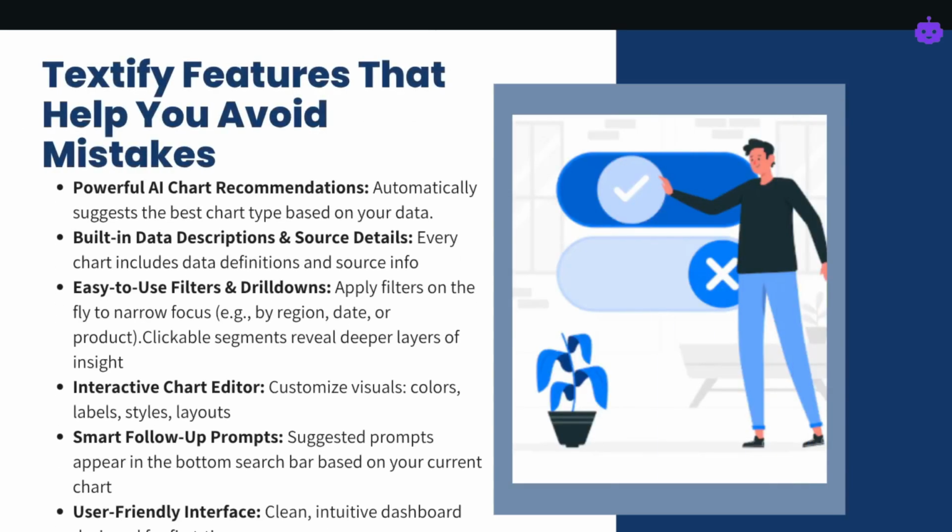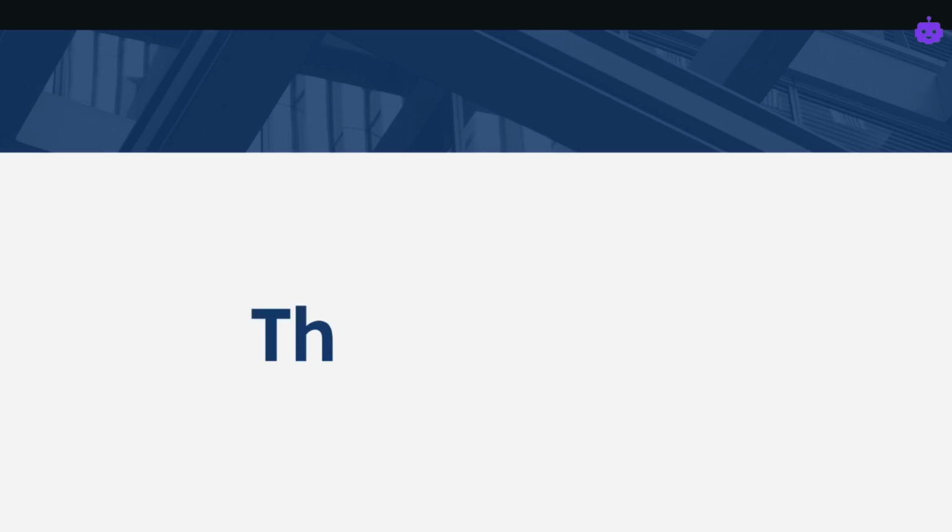Textify helps you avoid these common mistakes with smart features. Its AI suggests the best chart types based on your data. Every chart includes clear data descriptions and source info. Easy filters and drill downs let you focus on what matters. The interactive chart editor lets you customize visuals easily. Smart follow-up prompts help you explore further, and the user-friendly interface makes everything simple, even if you're new.